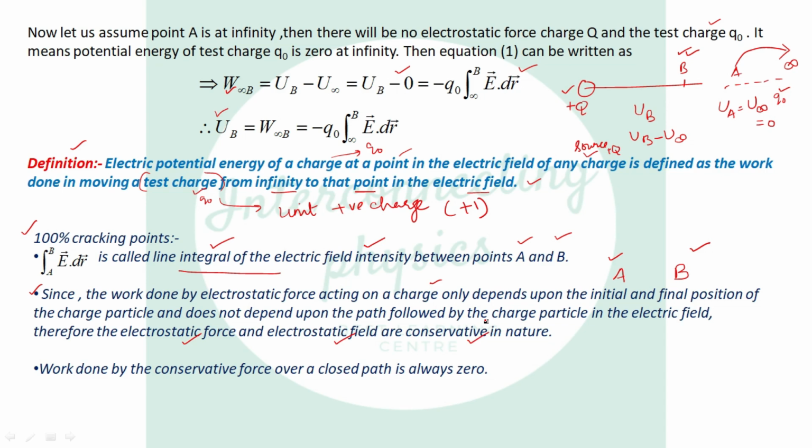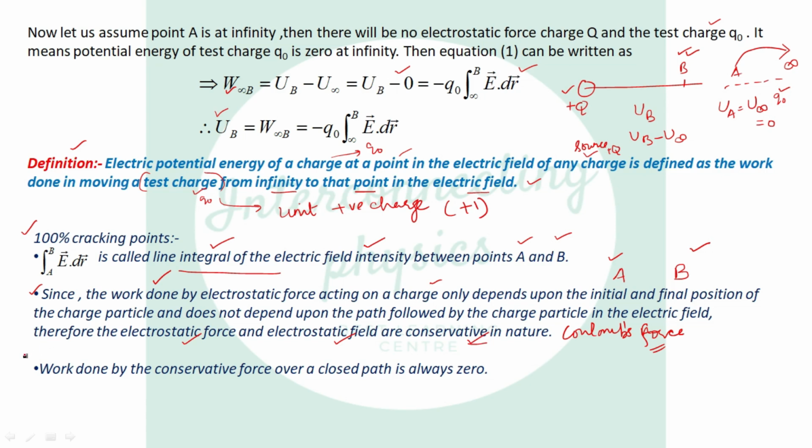In chapter 1, I told you that electrostatic force, that is Coulomb force, is conservative in nature. Then I told you there that in the second chapter I will tell you what is a conservative force. So the definition of conservative force is: if the work done by a conservative force acting on a charge only depends upon the initial and final position of the charged particle and does not depend upon the path followed by the charged particle, then such a force is called a conservative force.